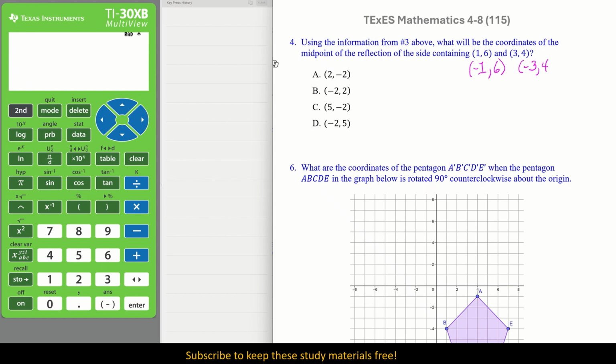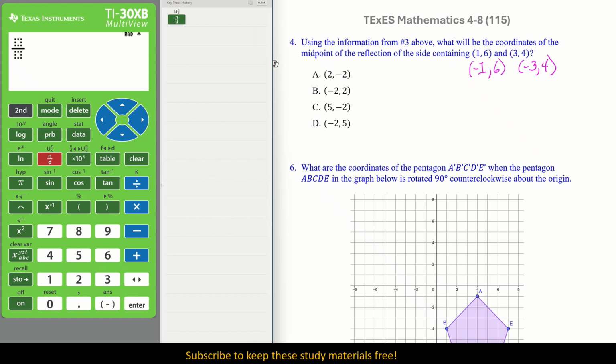-3 and 4. Remember, we were going about the x-axis, the y-axis, and that's why the y stayed the same and the x's changed. Okay, because we're going from quadrant 1 to quadrant 2, right? So for us, we could do this numerically, okay? So let's do this numerically first, okay? So what are we really doing?